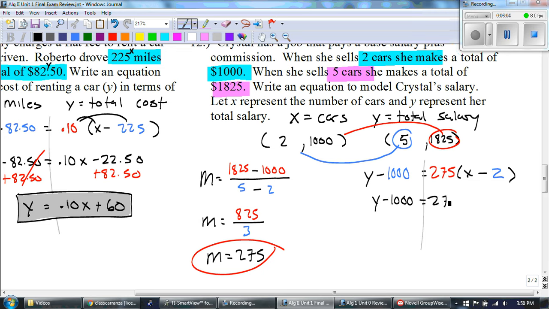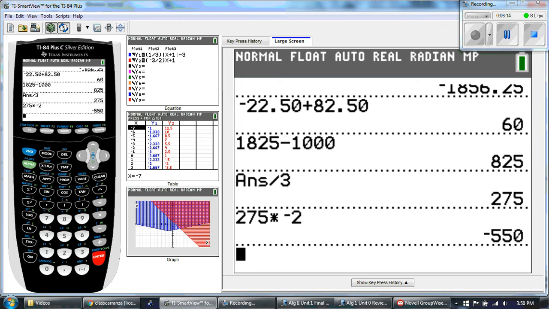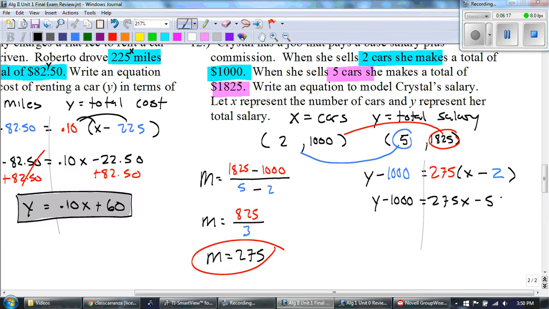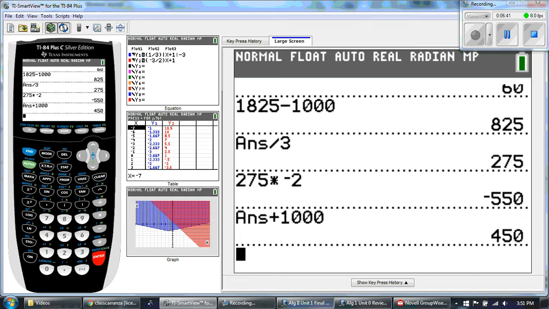So we get 275x, and then 275 times negative 2 is a negative 550. And then to get the y by itself, we add 1,000 to both sides. And then we get our final equation of y equals 275x plus whatever negative 550 plus 1,000 is. And that's 450.